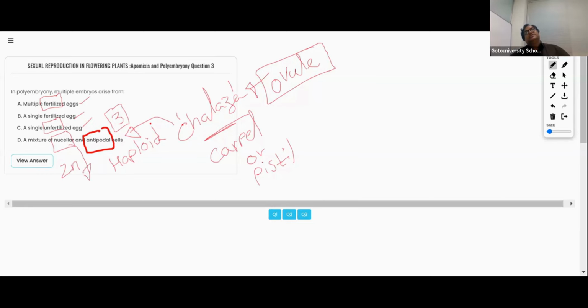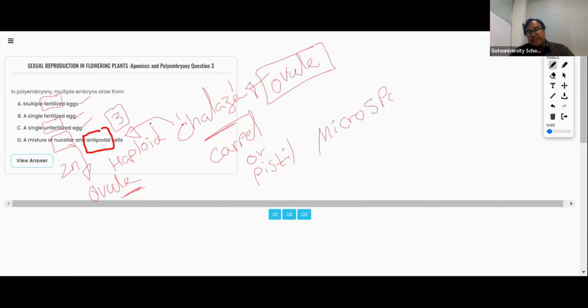It nourishes the developing zygote. Okay, like this we should not say. It nourishes only the ovule. We should have control over the tongue. Then who is nourishing the zygote? Endosperm. Who is nourishing the ovule? Nucellus.